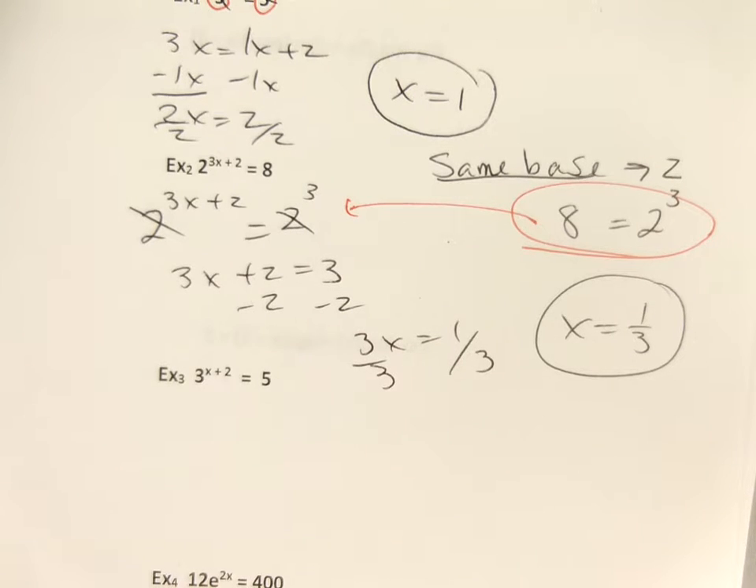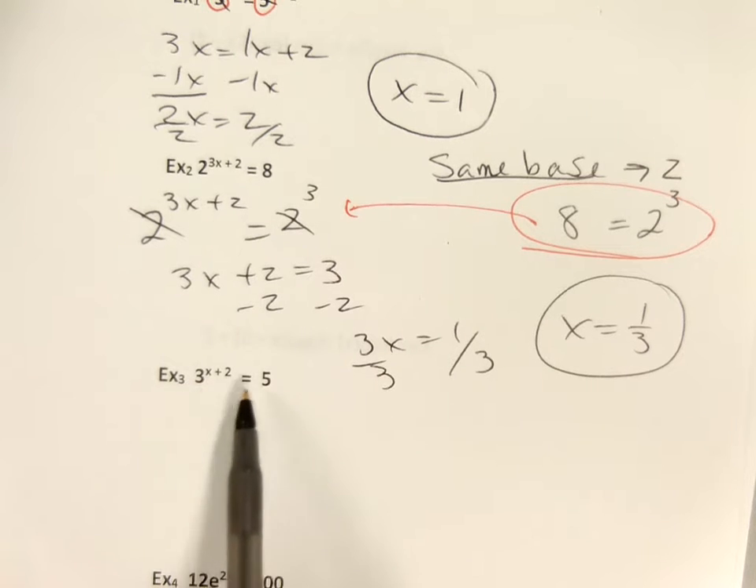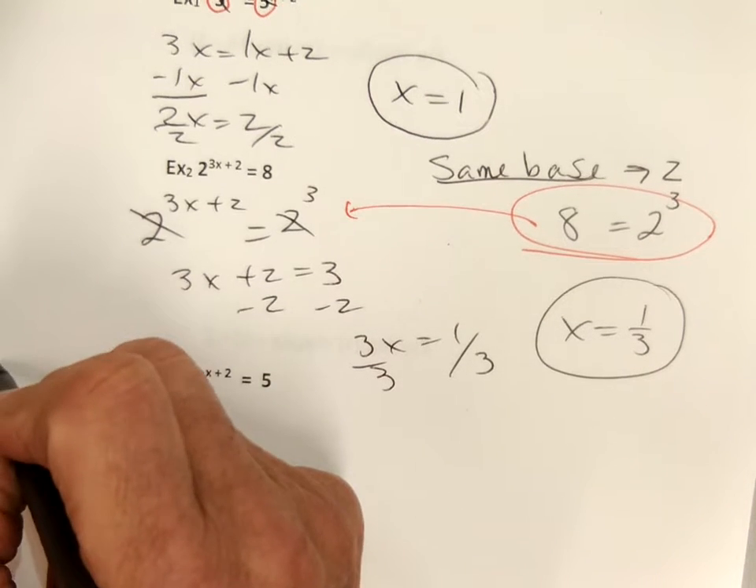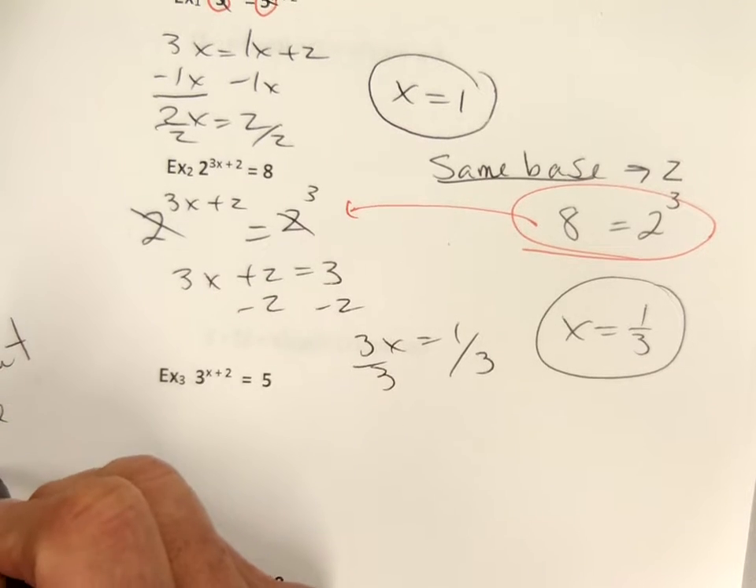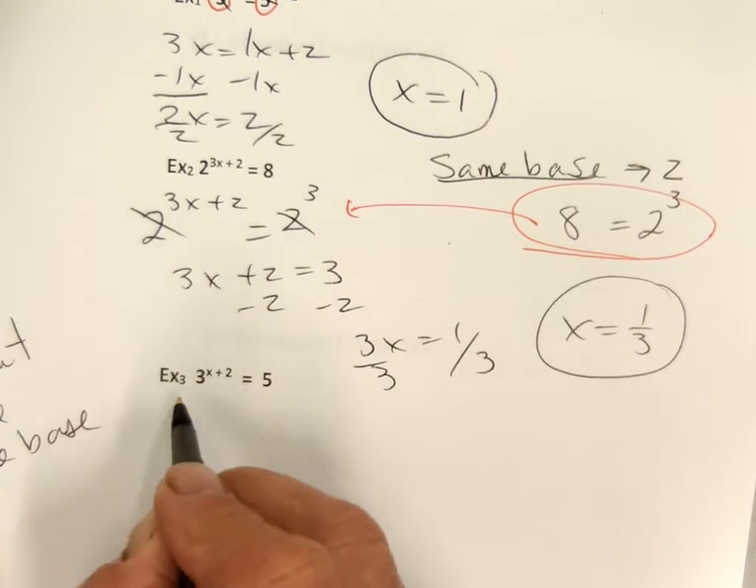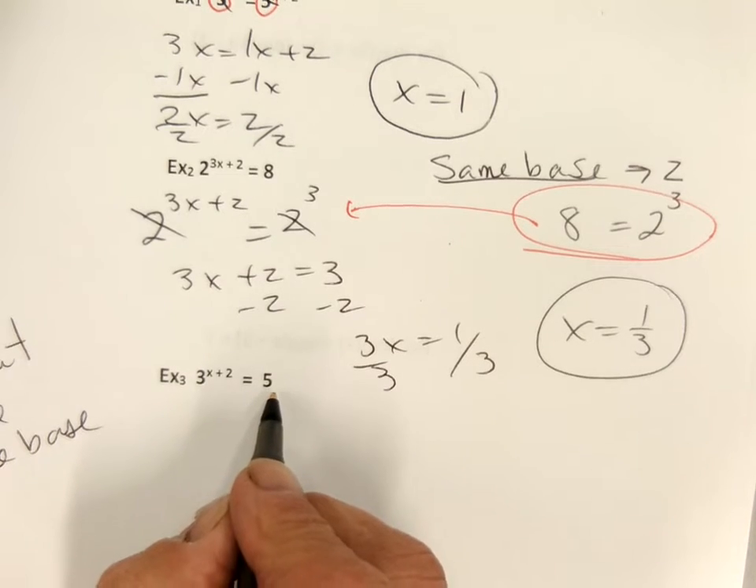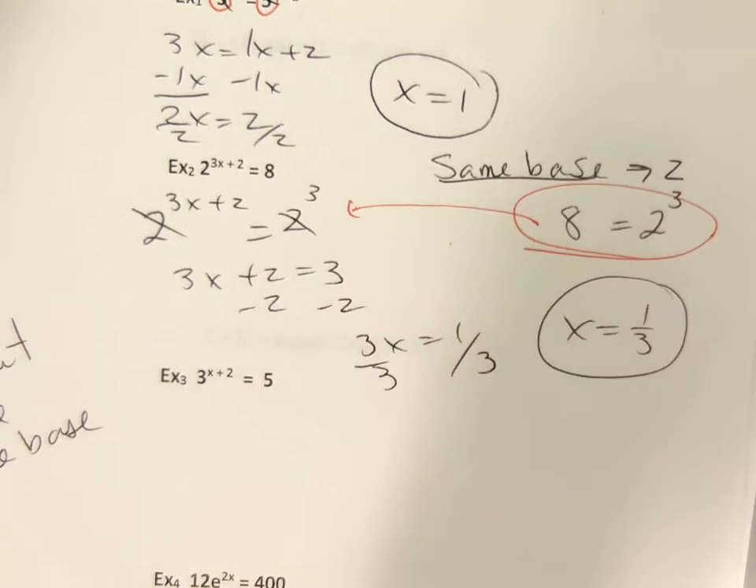Now, 3 is different. 3 is different because I cannot make the same base. Can't do it. I mean, that's a base 3, that's a base 5. I can't make a 5 into a 3, and I can't make a 3 into 5, right? I mean, 5 to what powers? No, can't be done. So now we're going to change it to a log.